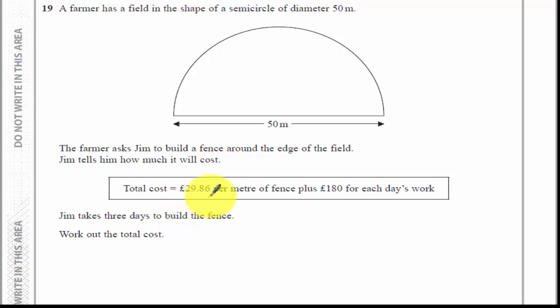So it will be £29.86 per metre of fence plus £180 for each day's work, okay? And Jim takes 3 days to build the fence. Work out the total cost.